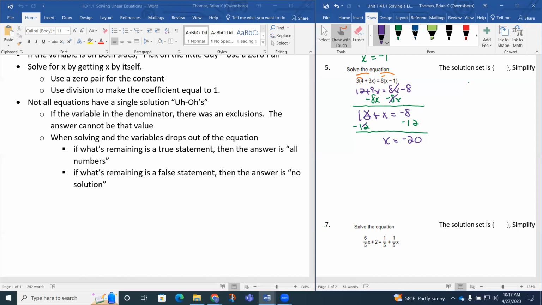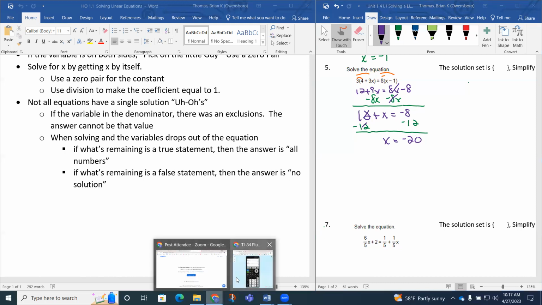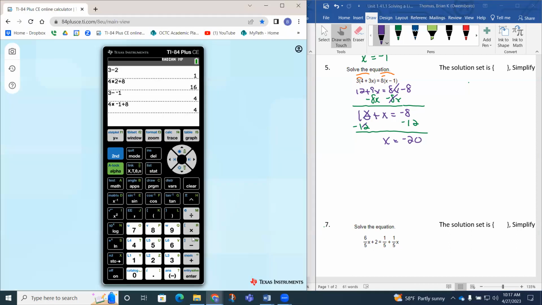Now, if we want to check that to make sure it actually is correct, we can substitute -20 into the left side. This would be 3 in parentheses 4 plus 3 times -20, and then close parenthesis. So the left side would be -168. If I do the right-hand side, that's going to be 8 times, in parentheses, -20 minus 1. So if I substitute -20 in for x over here, that gives me a -168 as well. So since the left side and right side are both the same, that means -20 was our solution.